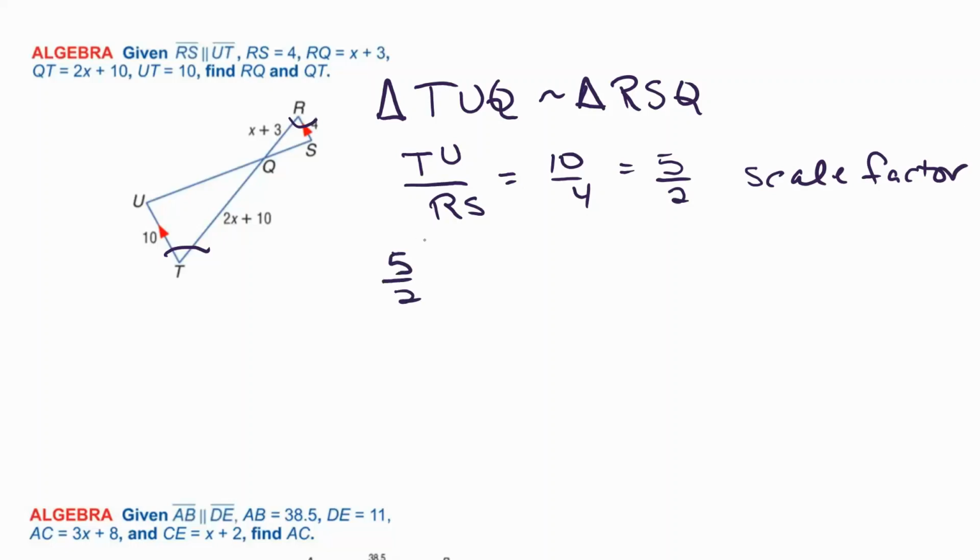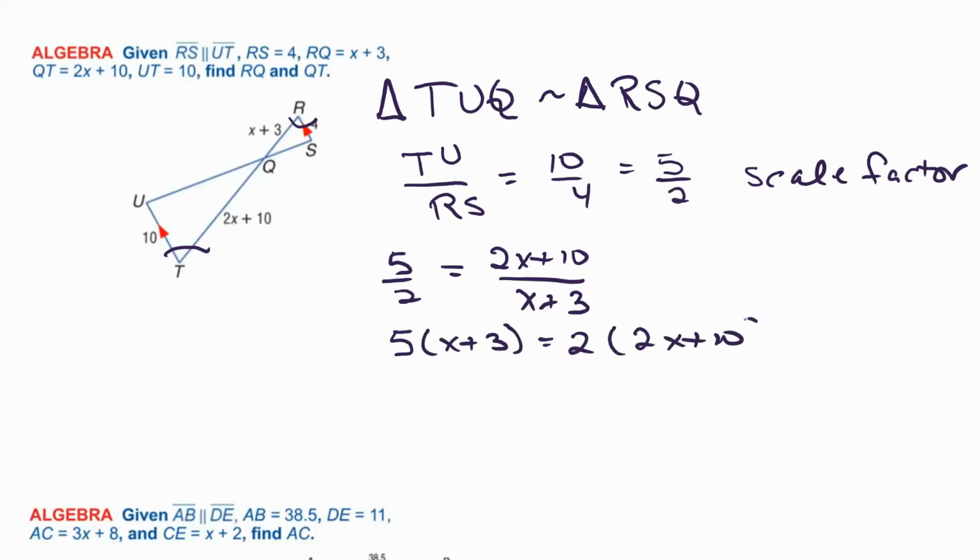So 5 over 2 would be 2x plus 10 over x plus 3, because TQ and QR are corresponding. Cross multiply. So I have x equals 5.